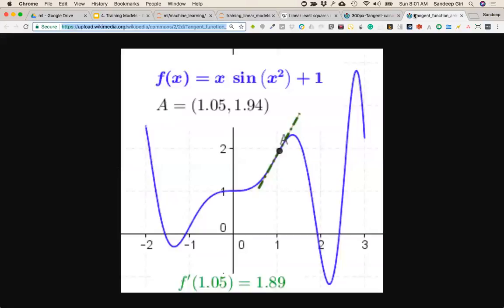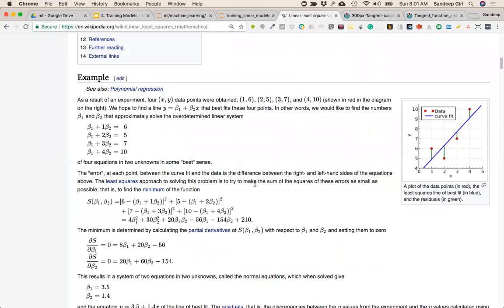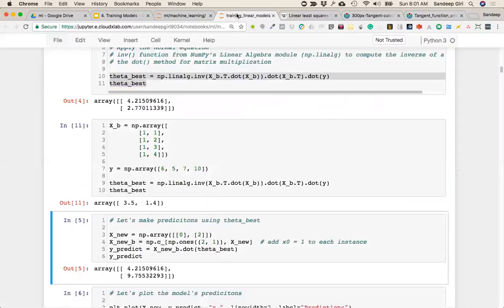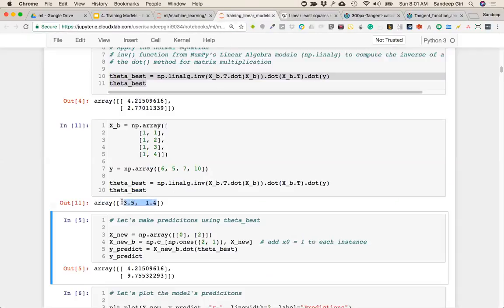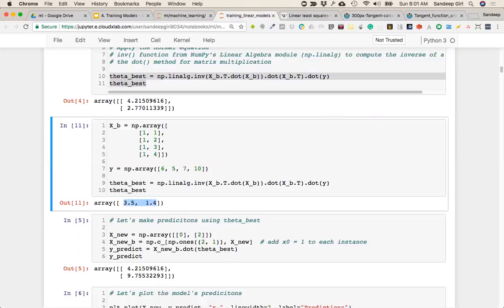All right, so it is coming out to be, for me, 3.5 and 1.4. Where is that? 3.5 and 1.4. All right, so does it make sense to you, Kamal?